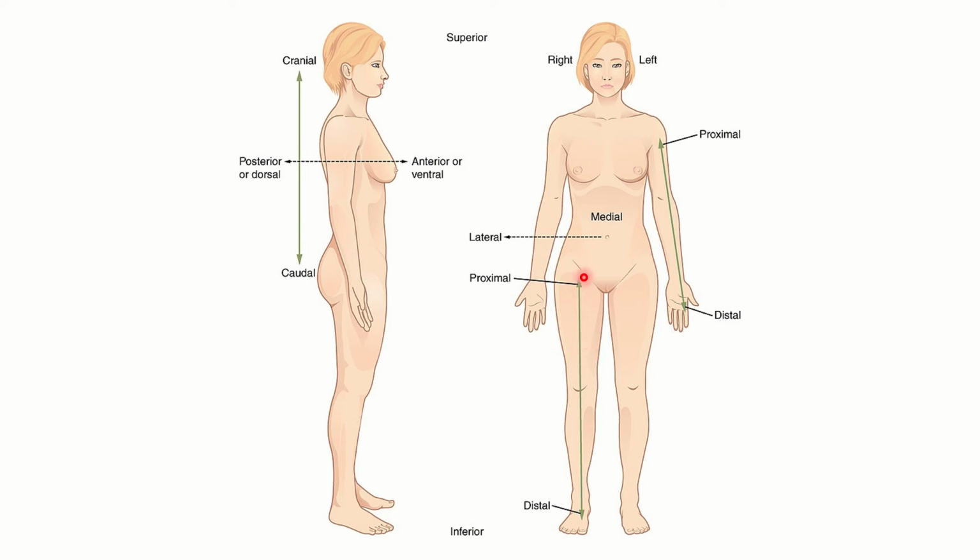So here, for example, you have the hip. Hip is proximal to the knee, and knee is distal to the hip, or ankle is distal to the knee. Same thing here in the upper extremities. So shoulder is proximal to the elbow, or shoulder is proximal to the wrist, and fingers are distal to the wrist. So just some examples.